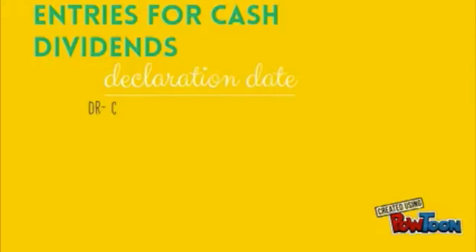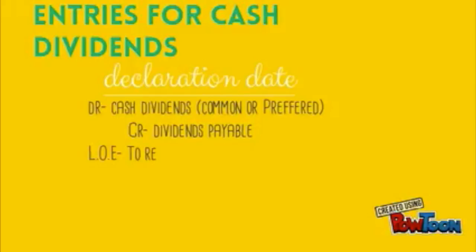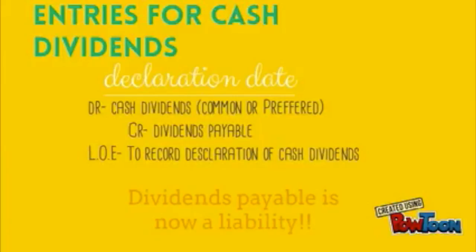Entries for cash dividends. Declaration date. You must debit cash dividends, credit dividend payable, and for your line of explanation, to record declaration of cash dividends. At this moment, dividends payable is now a liability.